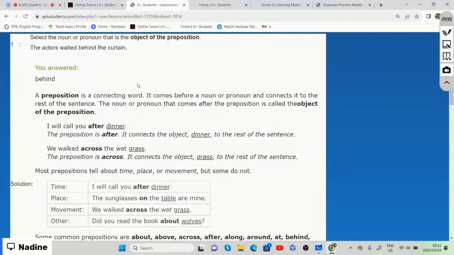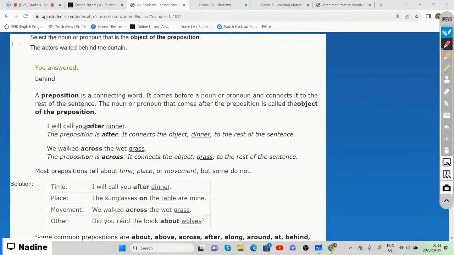And here, once again, we have the example: I will call you after dinner. After is our preposition, and dinner is our noun, which is also the object of the preposition.